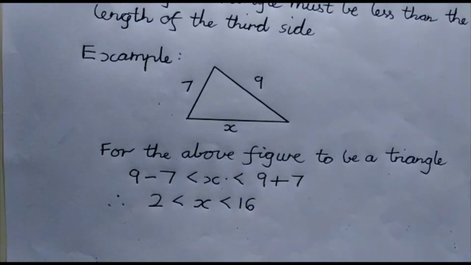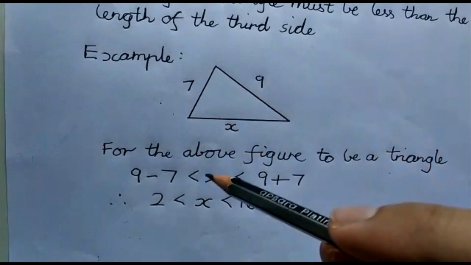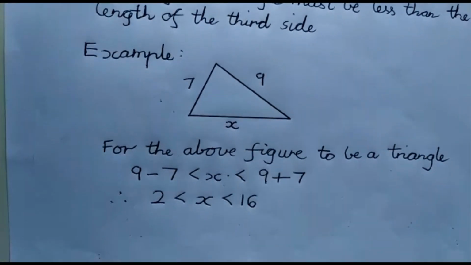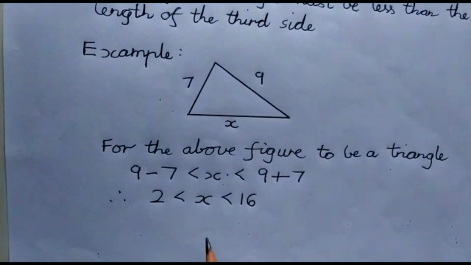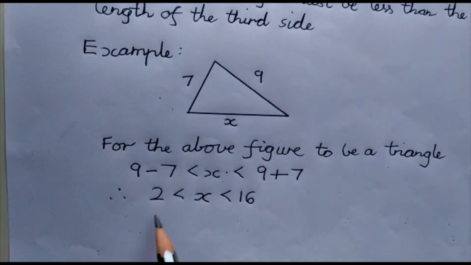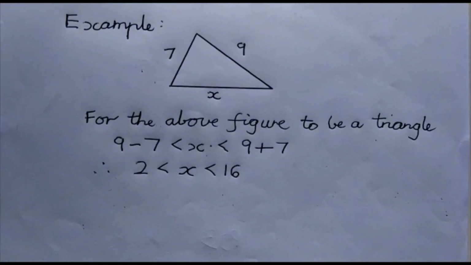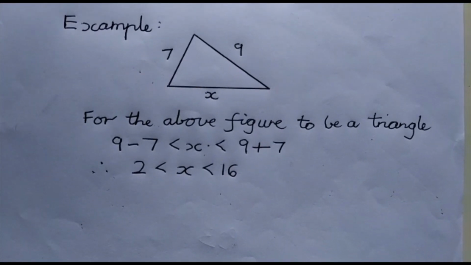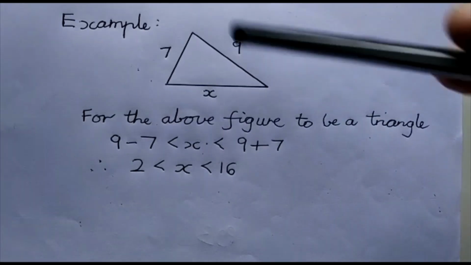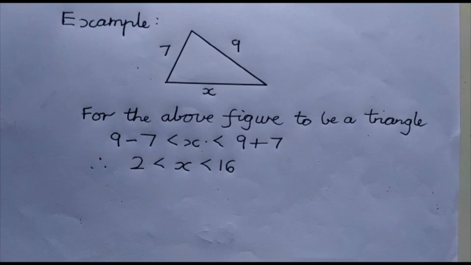Also, the difference between these two lengths has to be less than x. So x will be greater than 9 minus 7. That means that the range of values x can take in order for this figure to be a triangle has to be anything between 2 and 16. So say for example it's given that x equals 18 units, then this figure cannot be a triangle. Or if x equals 1 unit, then the figure can't be a triangle.